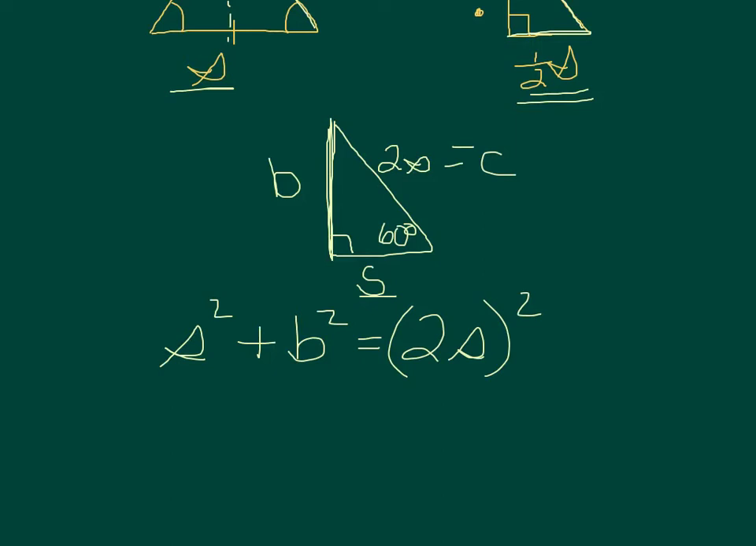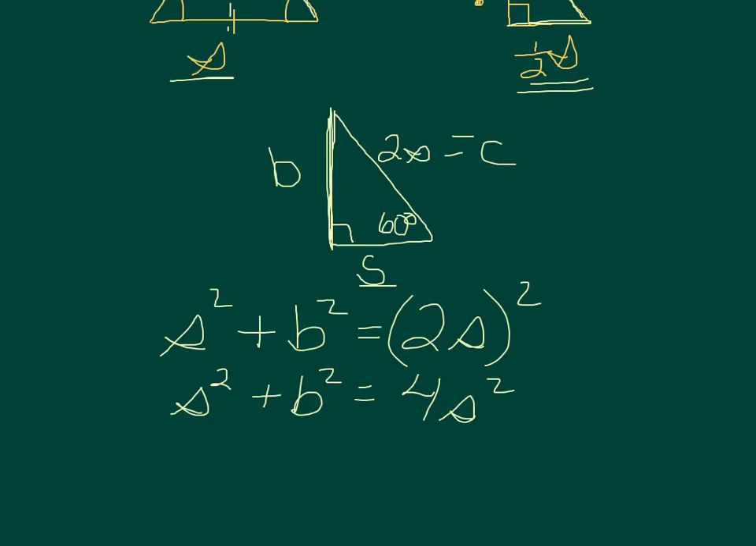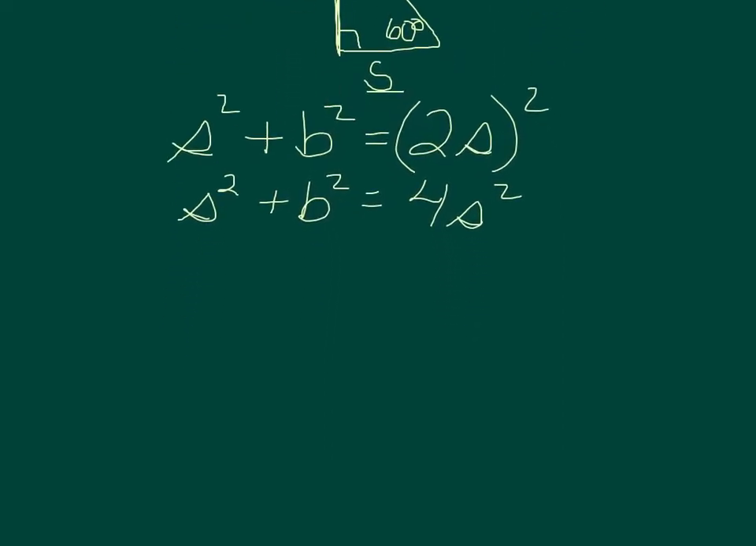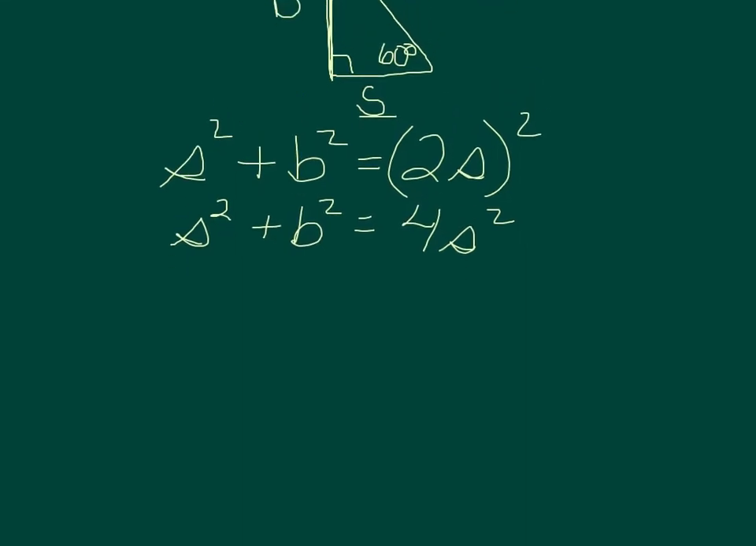So s squared plus b squared, nothing we can do there. But (2s) squared, we can make it become 4s squared. And then we're going to combine the s squared terms. So I want to solve this for b squared, and then I'm going to take the square root of b squared. So I'm subtracting s squared from both sides.